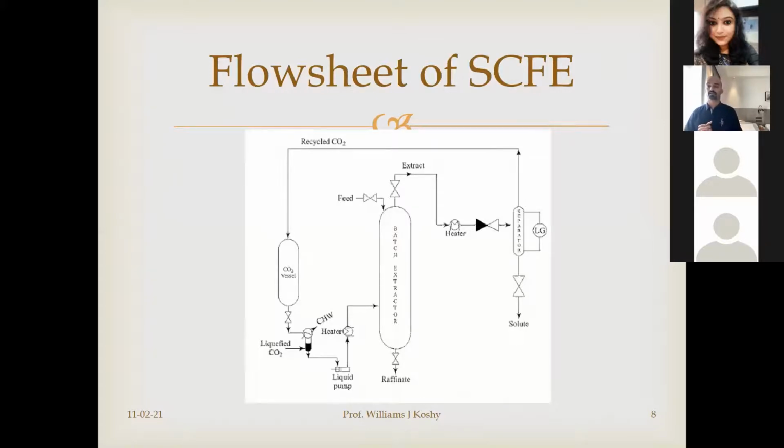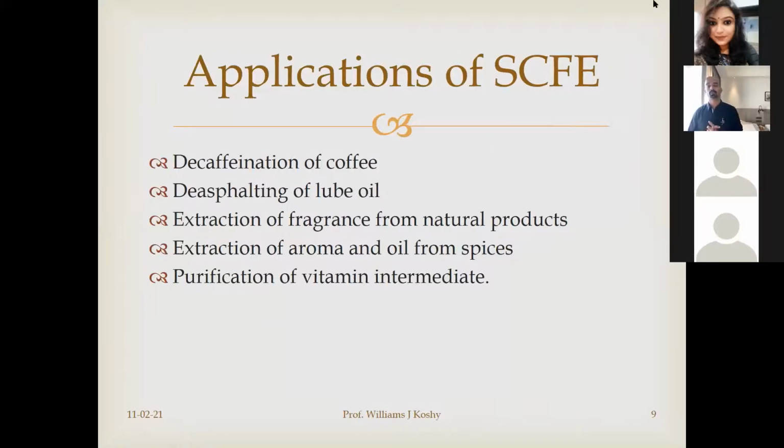Okay. Next, please, ma'am. So this was a general description of normally what supercritical fluid extraction process looks like. As I said, there are some very good applications or very specific applications of supercritical extraction. अब हर दूसरे process के अंदर आप लोग supercritical extraction use नहीं कर सकते. We already saw the disadvantages. The conditions are very harsh.